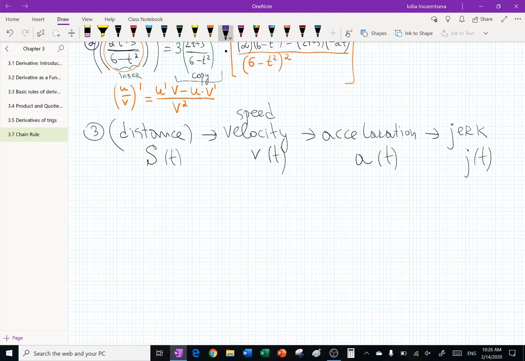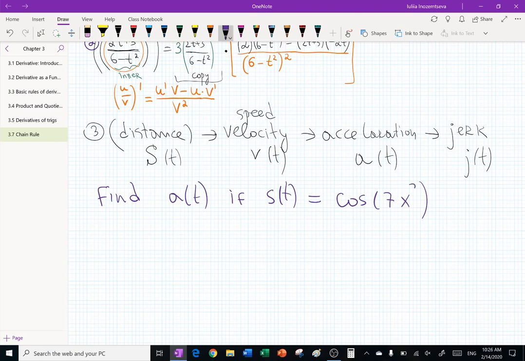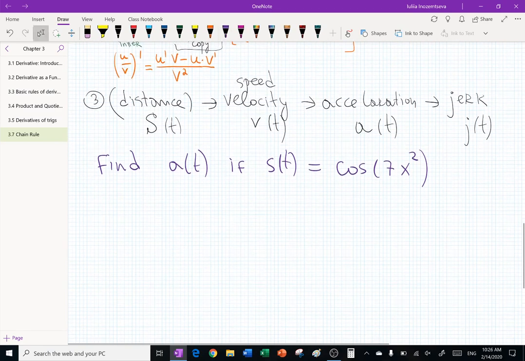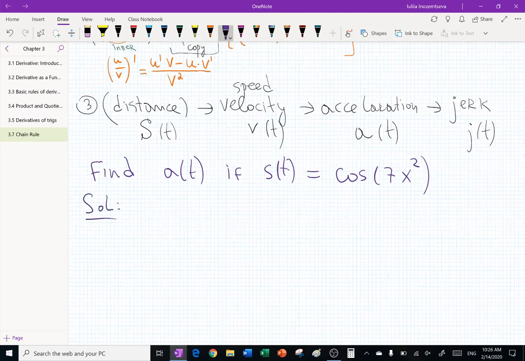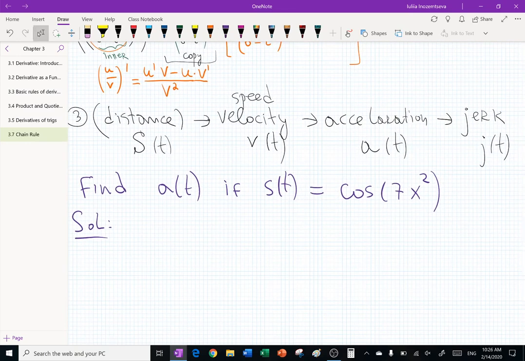So my question is, can you find A of t if S of t is cosine of (7x) squared? Let's do square. Actually, let's not do square. Yeah, let's do square. It's fine. So what's the big deal? Let's just differentiate twice, right? Now you know that. The first derivative gives you velocity, second derivative gives you acceleration. Find acceleration if distance is provided.